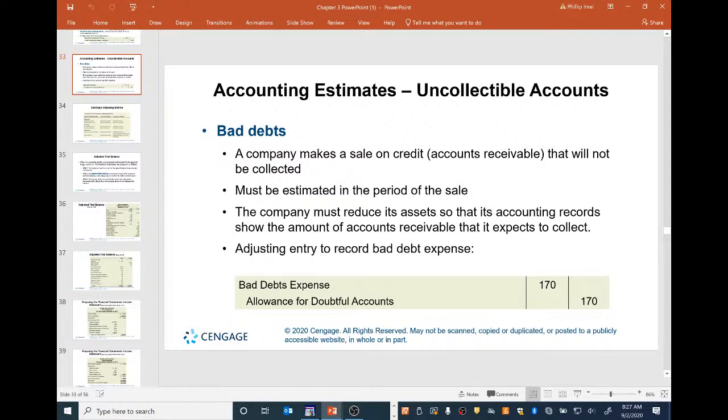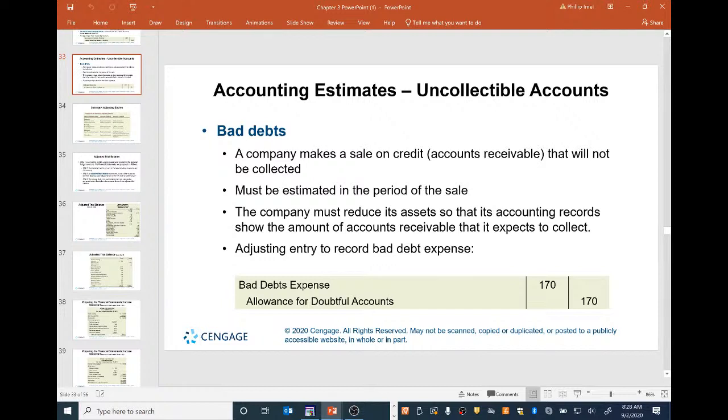The company must reduce its assets so that its accounting records show the amount of accounts receivable that it expects to collect, right? So once again, we're going to have our accounts receivable as a line item on our balance sheet, right? And that's our gross amount from the total amount of sales on credit, so credit sales. But then right below that, we're going to have a contra account of allowance for bad debts, right? Same concept that we just talked about on depreciation. It's just now this is reducing the accounts receivable to the net realizable value, okay?